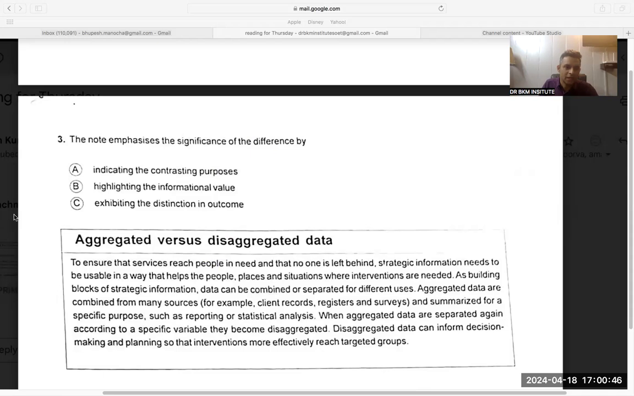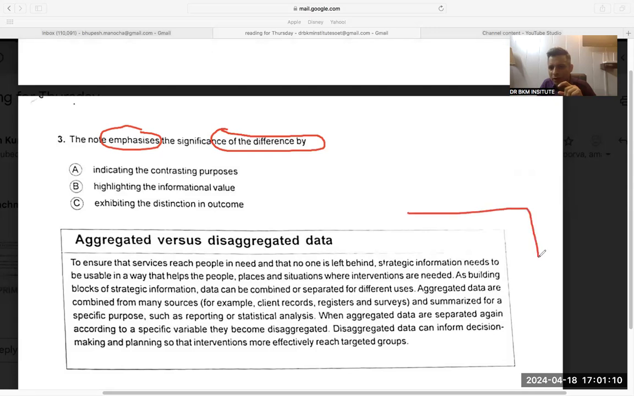Okay. Now there is another word, so again focus on the primary words. Emphasizes. Emphasizes means putting stress. I am putting stress on something, like in the last question, I was emphasizing that the question should be read very carefully. So now they are saying the note emphasizes the significance of the difference by, which means this paragraph would be talking about some difference between two things, and what is the importance of the difference.